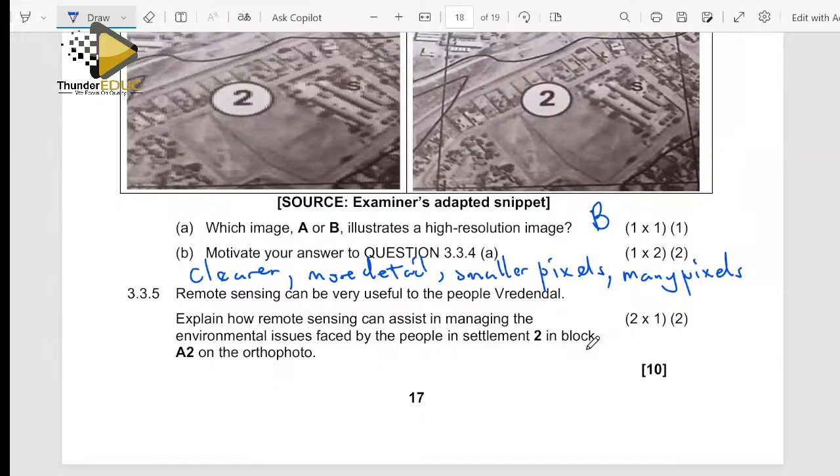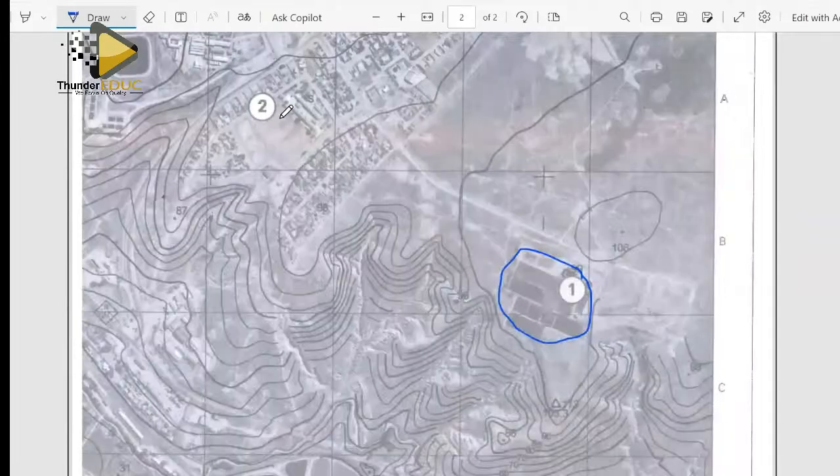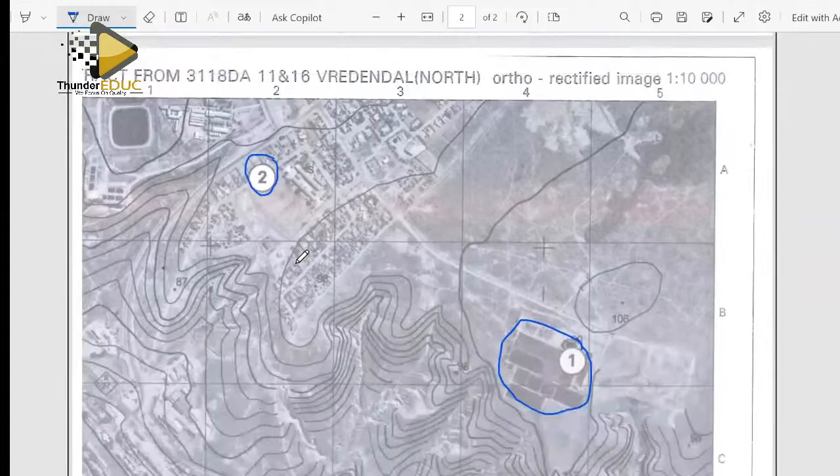Right. Remote sensing can be very useful to the people of Redindal. Explain how remote sensing can assist in managing environmental issues faced by the people in settlement 2 in block A2 on the orthophoto. Right, if we check on that orthophoto, try to check on area 2. We want to identify and try to see how we can use remote sensing to deal with the problems that they are likely to face.